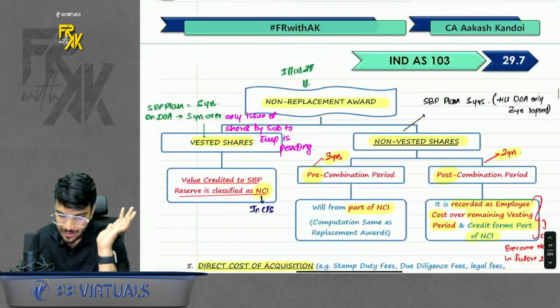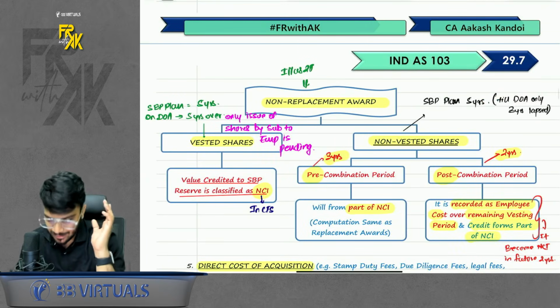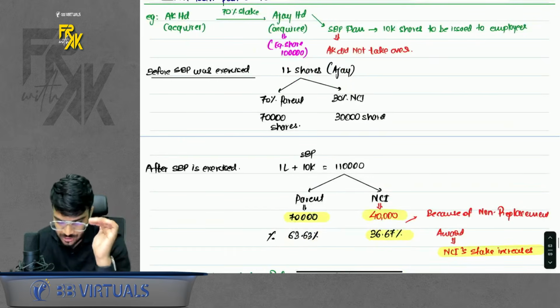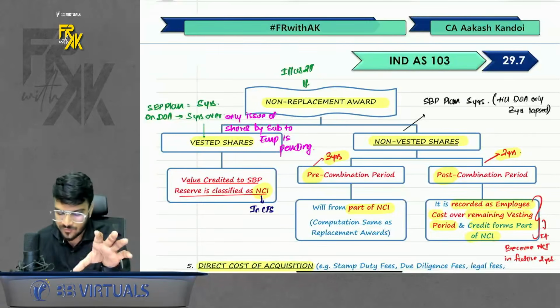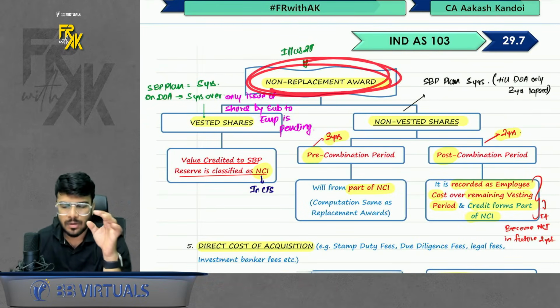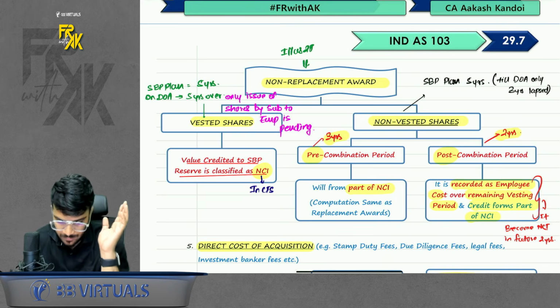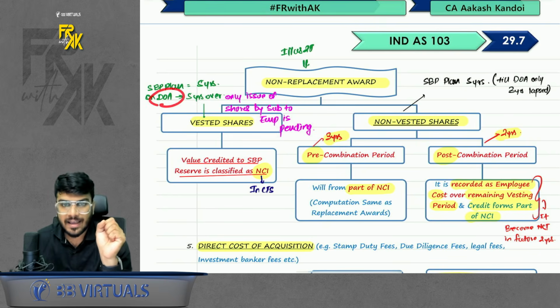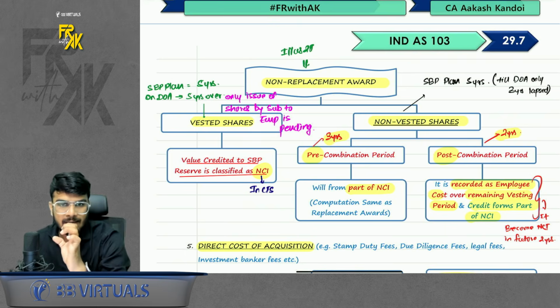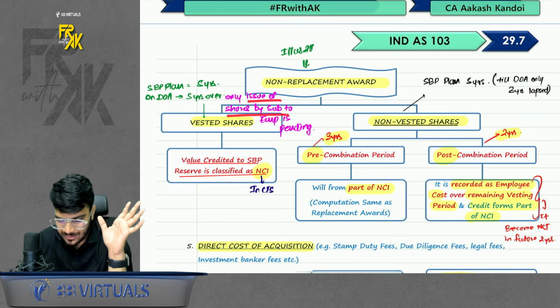First thing. Second, non-replacement award can be of two types. I have done the conceptual discussion in the notebook. If you want, you can refer to it. But just remember, from a summary point of view, non-replacement award can be under two categories. One is vested. Vested means, let's say the plan was announced by acquiree for 5 years. On date of acquisition, 5 years are over. The vesting period is over. Only the issue of shares is pending.